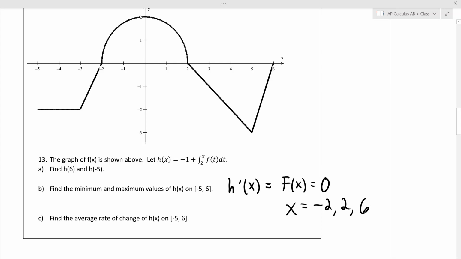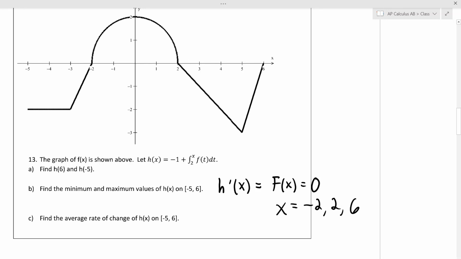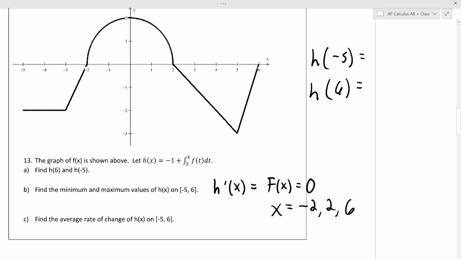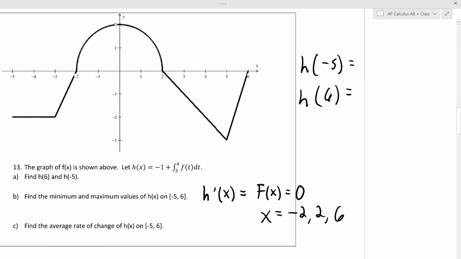Everybody okay? So all I need to do is find, and I wish I would not have erased my numbers that I just found there. For question B, I need to find h of the endpoints, h of negative 5 and h of 6, which we actually found in the last question. A lot of times the AP tests will do that for you too. They'll set you up to find some stuff you need for the next question.